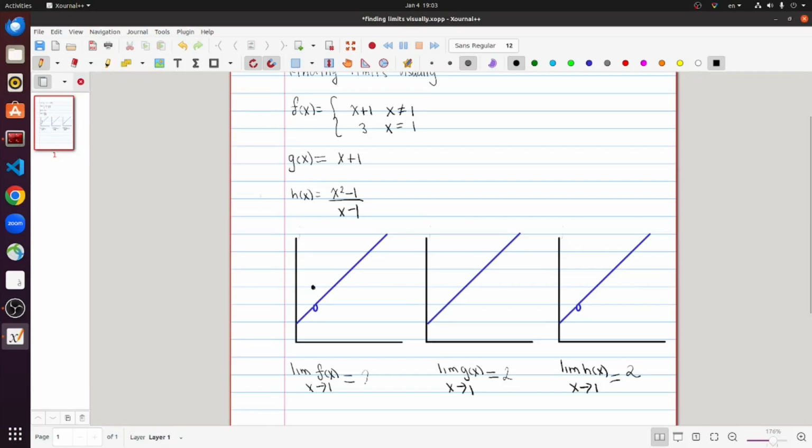Okay? So once again, the limit of a function is what happens as we get close to the point, not the actual value at the point. Okay? So that's it, guys. That's the intro to what limits are.